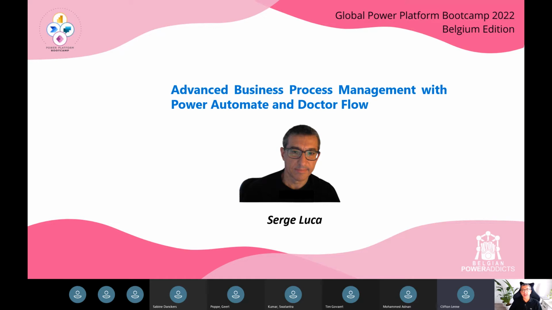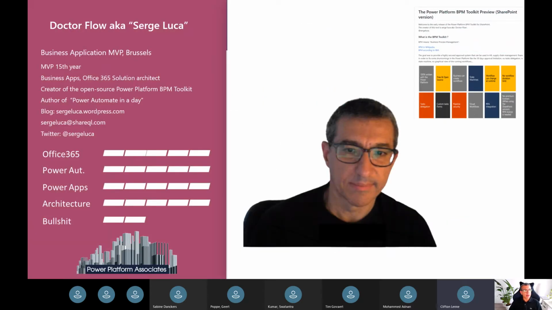So the title of this session is Advanced Business Process Management with Power Automate and Dr. Flow. It's an advanced session. I'm Dr. Flow, also known as Serge Luca. I'm a business application MVP based in Brussels. I've been an MVP for 15 years. I was MVP in .NET, SharePoint, Office 365, and 4 years ago, I became MVP in business application.